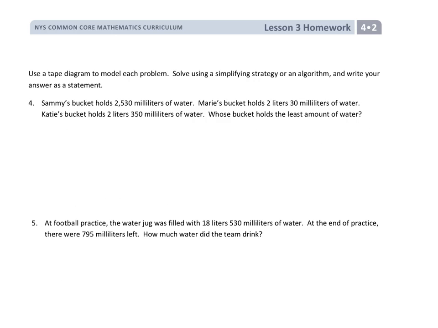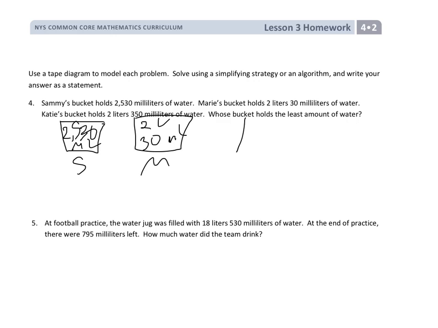For the back, students are going to use tape diagrams to model each one. These are really helpful, and students may also want to do a visual picture first. Okay, so if we know Sammy has a bucket, and that bucket holds 2,530 milliliters of water, Marie's bucket, so this is Sammy, Marie's bucket holds 2 liters, 30 milliliters, and then Katie's bucket holds 2 liters, 350 milliliters.